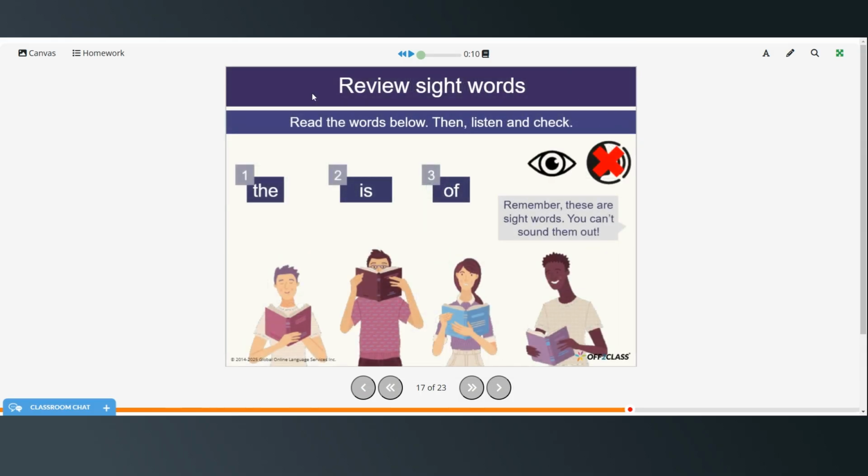All right, so now we want to review the sight words. So remember, these are words that you can't sound out, you just have to memorize them. So go ahead and read them if you can remember, and then you can restart the video to listen to the correct answers.